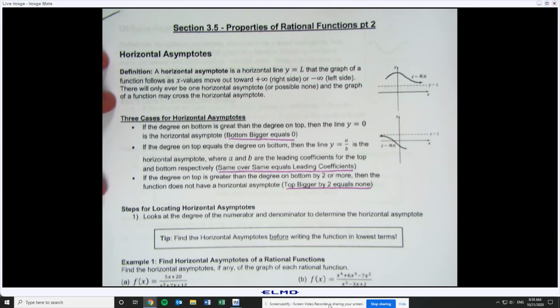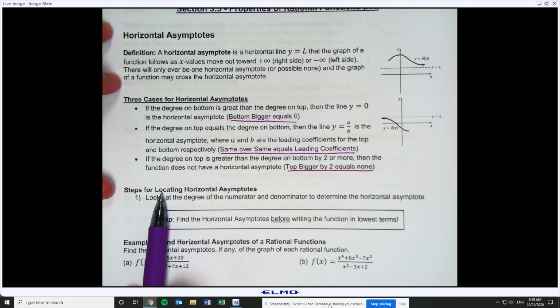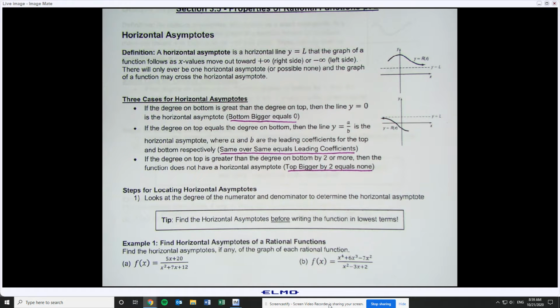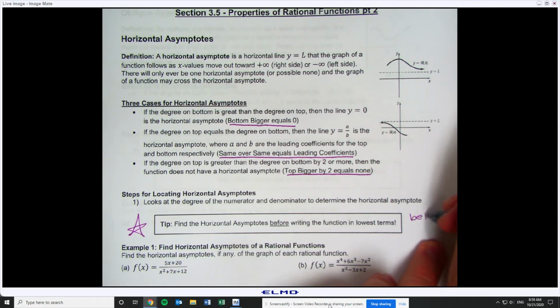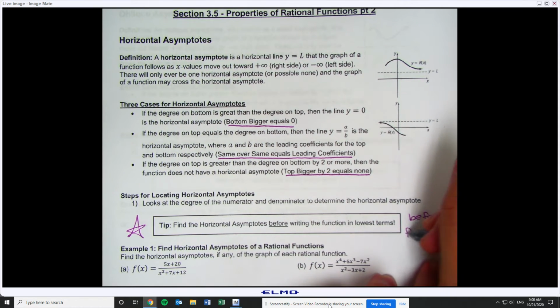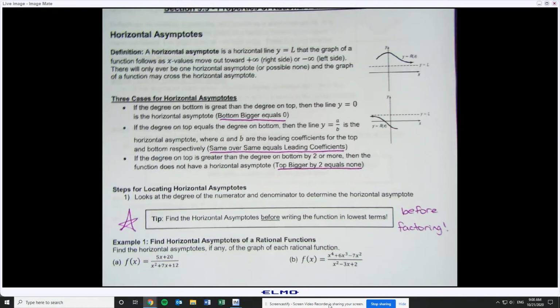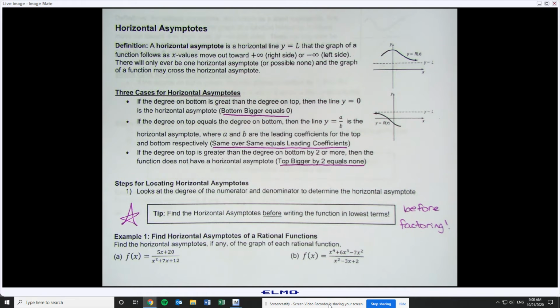All right, so just like last time, I gave you the steps. What we're going to do is first look at the degree of the numerator and denominator and determine the horizontal asymptote. That's it, one step. But I did give you a big tip right here. Find the horizontal asymptote before writing the function in lowest terms. And even more, do it before factoring. So we're going to find this before you do any type of factoring. Look at the very original.